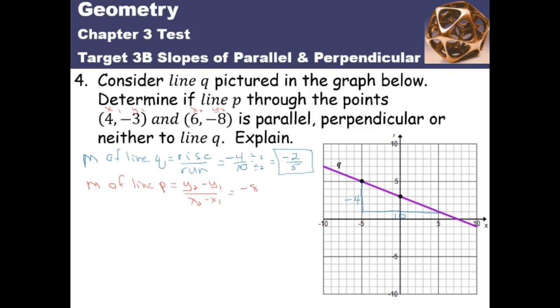So I get negative 8 minus, now the minus from the formula, but then y1 is actually negative 3. So I have two minuses right next to each other. All over x2, which is 6, minus x1, which is 4. And do you see that I have a minus here? Well, a minus actually gives me a plus. So I have negative 8 plus 3, which is negative 5, over 6 minus 4, which is 2.